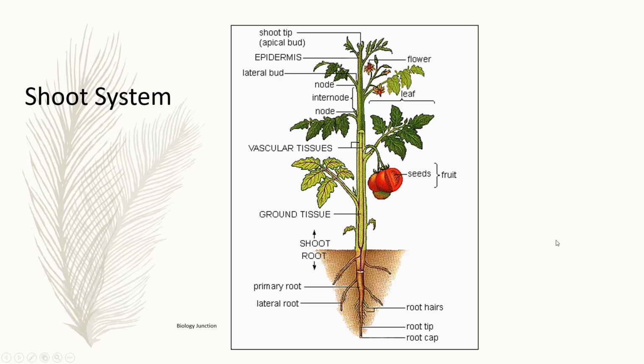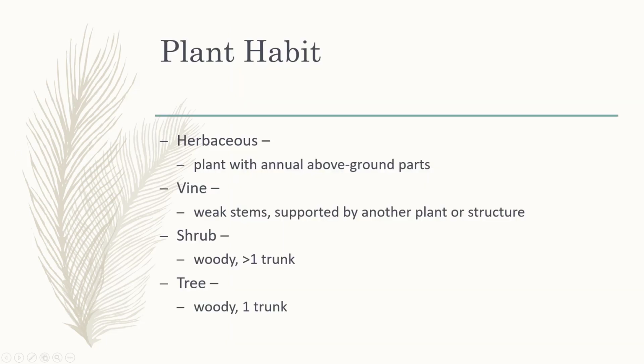Generally speaking, the shoot system is found above the soil line. Plant habits include herbaceous plants that have annual above ground parts. Then we have vines, which are weak stems that need to be supported by another plant or structure. Shrubs are woody and usually have more than one trunk, and trees are woody and usually only have one trunk, although there are multi-trunked trees such as vine maple.